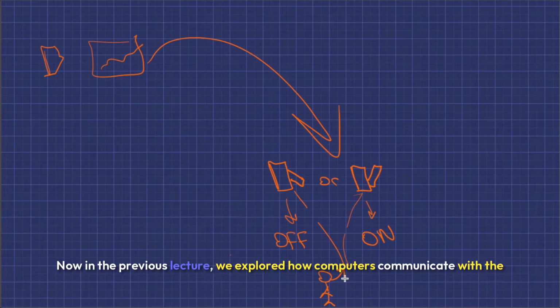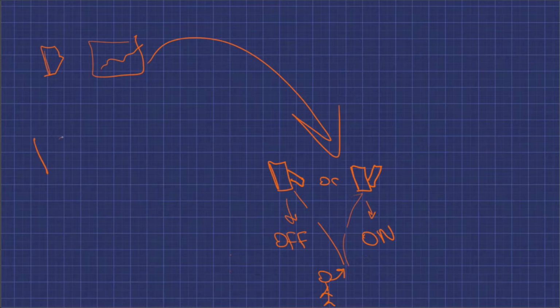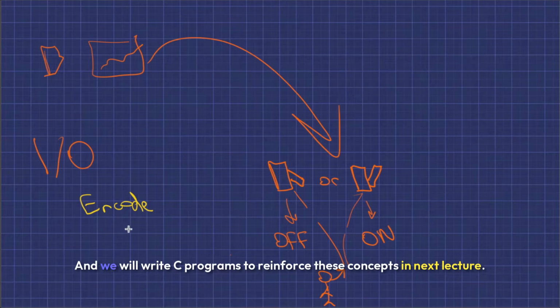Now, in the previous lecture, we explored how computers communicate with the outside world using input and output systems. Now, we will investigate how computers encode and store data in memory. And we will write C programs to reinforce these concepts in the next lecture.